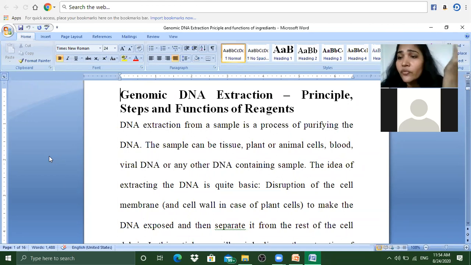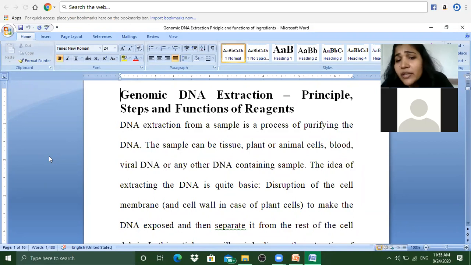We do the extraction of RNA also. Means in labs, people do the extraction of RNA also. People do the extraction of DNA also, right? So depending on what exactly you want, whether you want DNA or whether you want RNA, you will be changing your procedure accordingly. And how you will be changing your procedure, I will explain as we move on with this particular document.